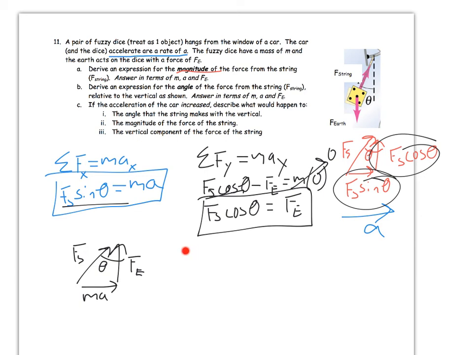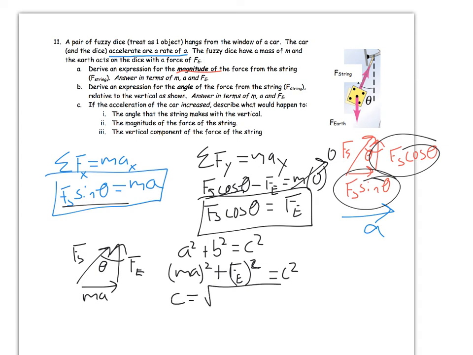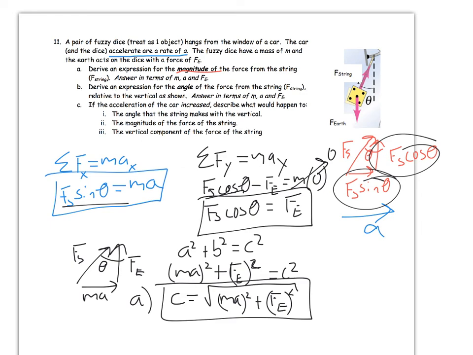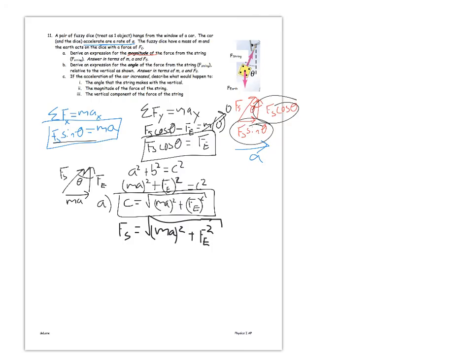So what I can do now is Pythagorize this and put these together. I have a squared plus b squared equals c squared, so (ma) squared plus Fe squared equals c squared, and I can solve for c. So C, the hypotenuse here, is going to be equal to the square root of (ma) squared plus Fe squared. And that there is my answer to part A. That is the force of the string, and you could rewrite it like that underneath.